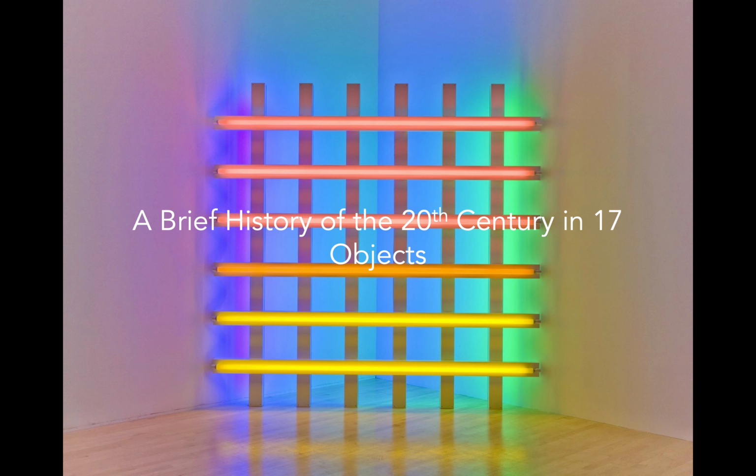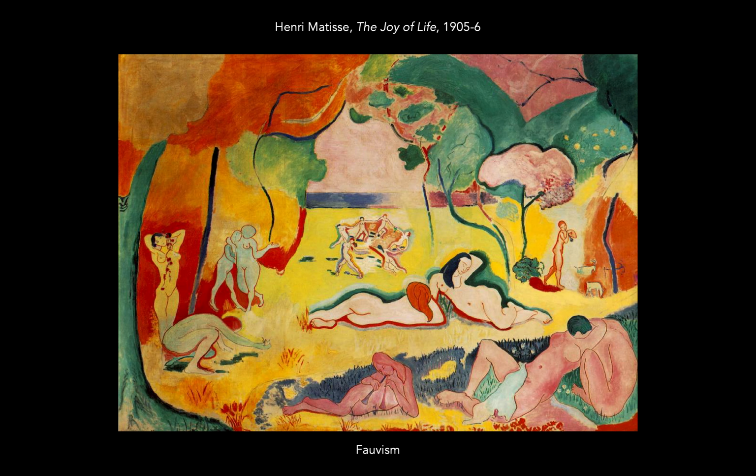So without further ado, let's go to our first stopping point, which is 1905. It's an important date because you have the first avant-garde, 20th century avant-garde movement that comes our way, and that's Fauvism. And you've probably heard of the artist most associated with Fauvism. That's Henri Matisse, a French painter. This is his very famous, striking painting, The Joy of Life, Le Bonheur de Vivre in French. And he paints this in 1905, 1906, just after this moment of Fauvism.